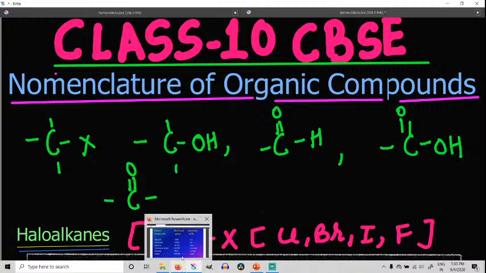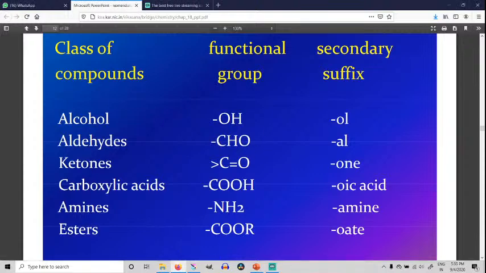So we can see that till the last class we have understood what is prefix, what is suffix, and how we can give the IUPAC name, what are the main rules. Kushagra ma'am, this chapter is only till nomenclature. After that, no chemical reaction. So this is the last topic, and then we'll start the periodic table. One more topic we need to do.